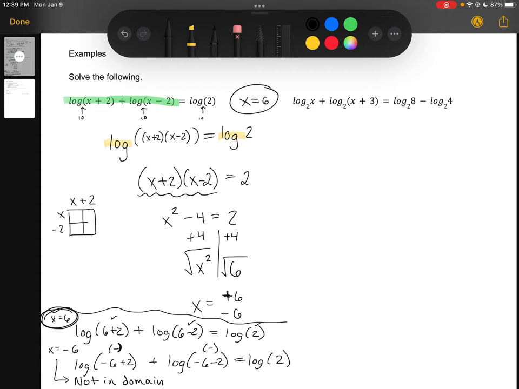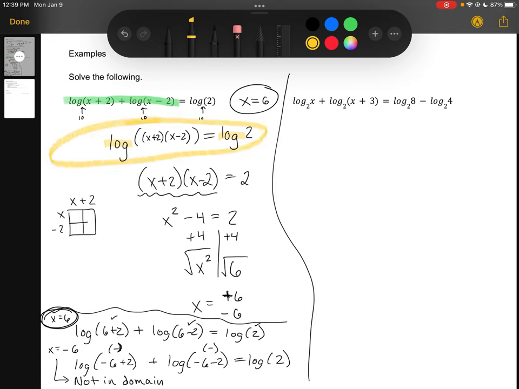So the solution to this question overall is x equals 6 because we know it's in the domain and we use those properties to go through and solve it. So as always, when we are working through these ones, we want to combine them, set them equal to each other, and solve.